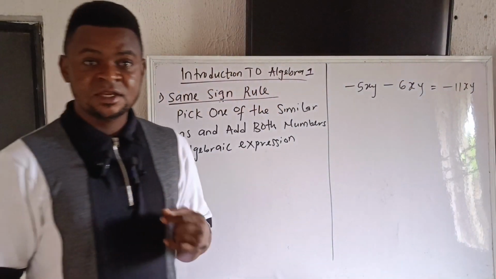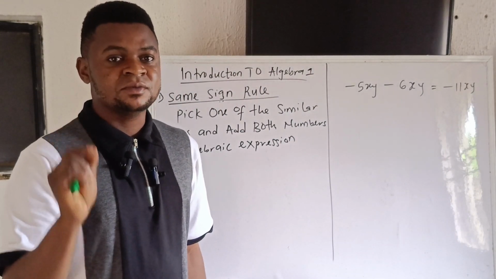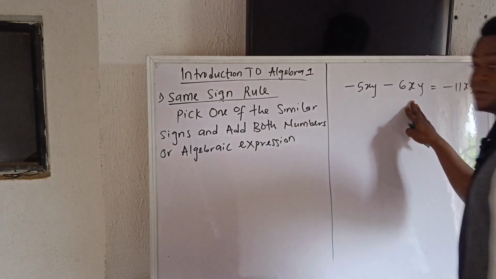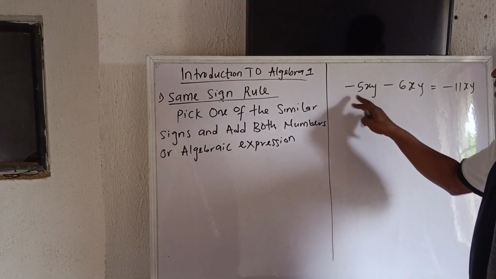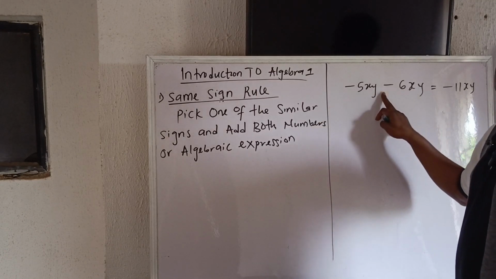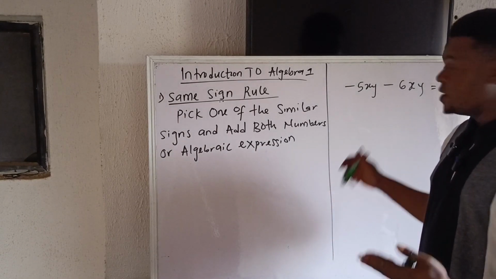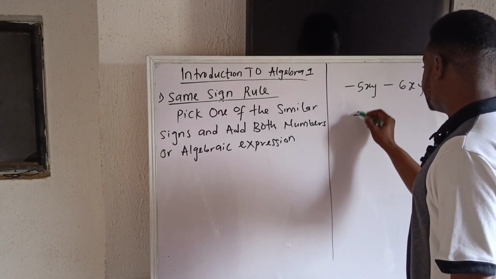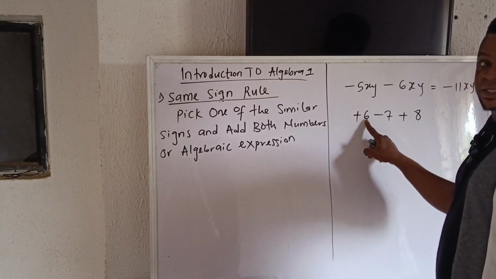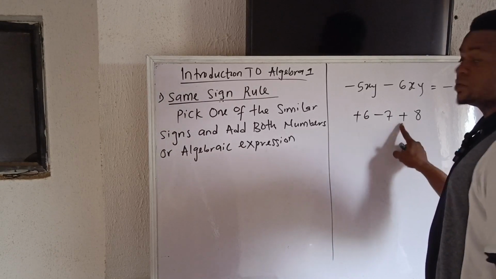Okay, and in algebra, every number usually has its sign in front of it. For instance, minus 5xy and minus 6xy. The sign for 5xy is minus, while the sign for 6xy is also minus. So that means the sign for every algebraic expression is usually in front of it. For instance, again, if I have something like plus 6 minus 7 plus 8, the sign for 6 is plus, the sign for 7 is minus, and the sign for 8 is also plus.